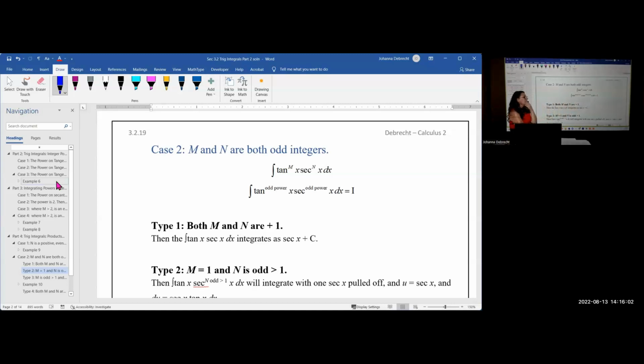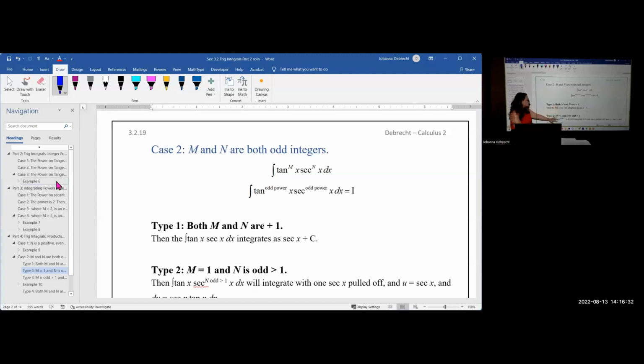So what are we going to do here? If I pull off 2, which is what I would normally do, it would leave 1 tangent and 1 secant. But if I have 1 tangent and 1 secant, I have secant times tangent, and that is the derivative of something, is it not? Yes, as a matter of fact, it is. Secant times tangent is the derivative of secant. So that's going to be our strategy.